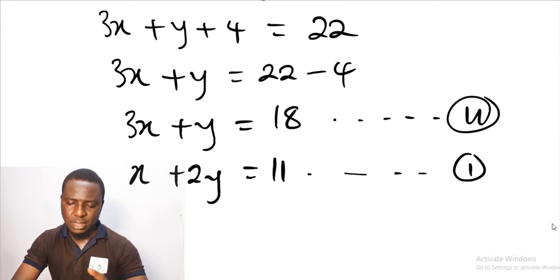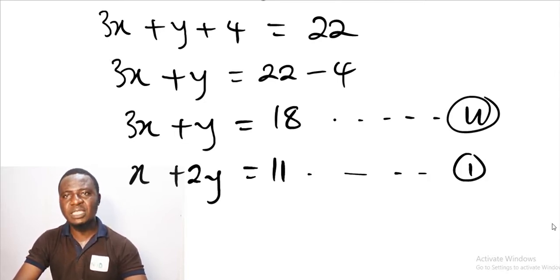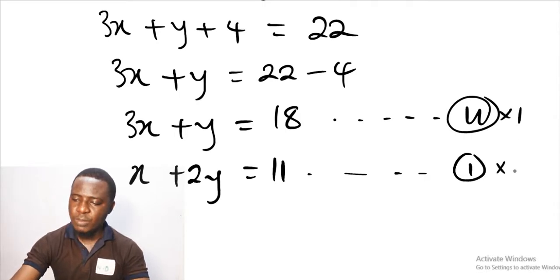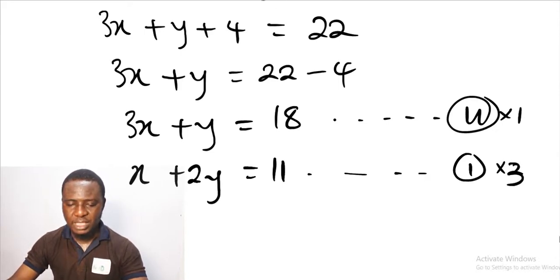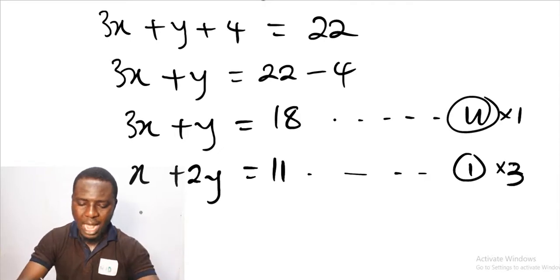If I'm to eliminate x, for us to eliminate x, we are going to multiply equation 1 by the coefficient of x in equation 2 and multiply equation 2 by the coefficient of x in equation 1. But since the coefficient of x in equation 2 is 1, when I use 1 to multiply everything in equation 1, I'll arrive at the same answer. So I'm just going to multiply equation 2 by 3, which is the coefficient of x in equation 1. Then I'll add both of them together.